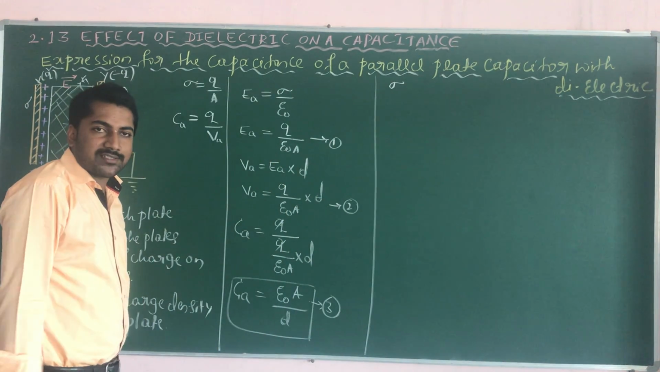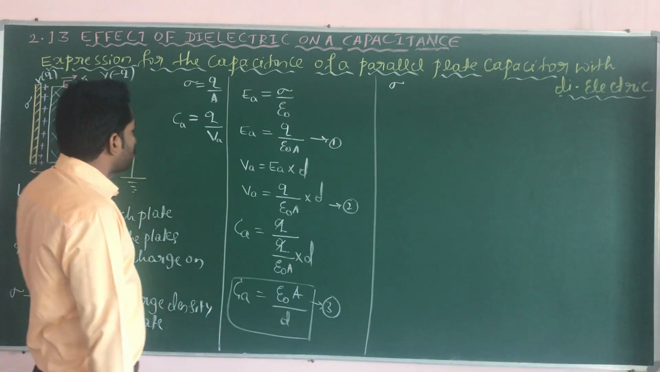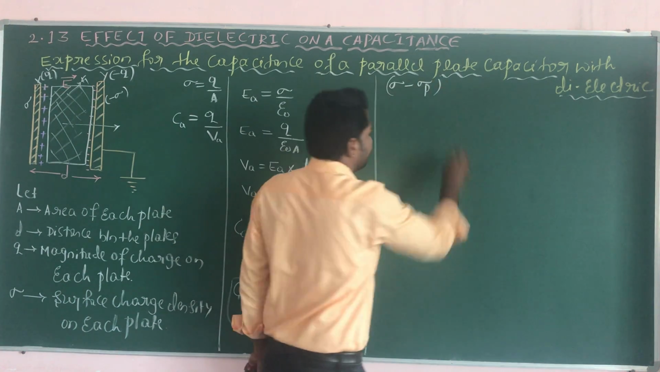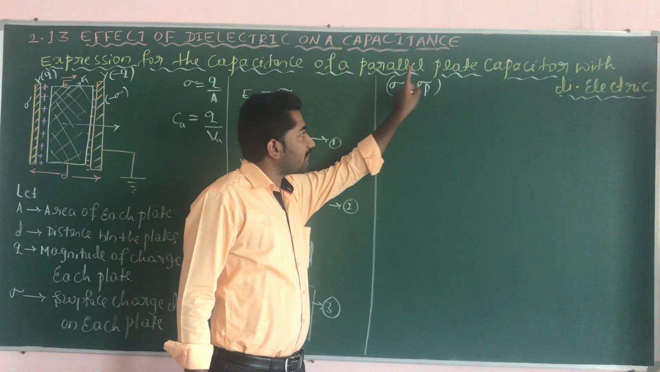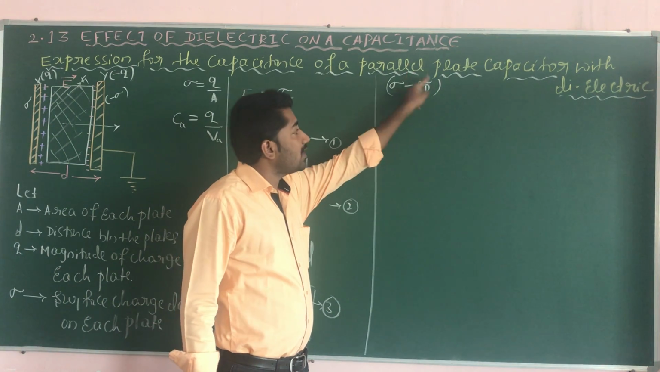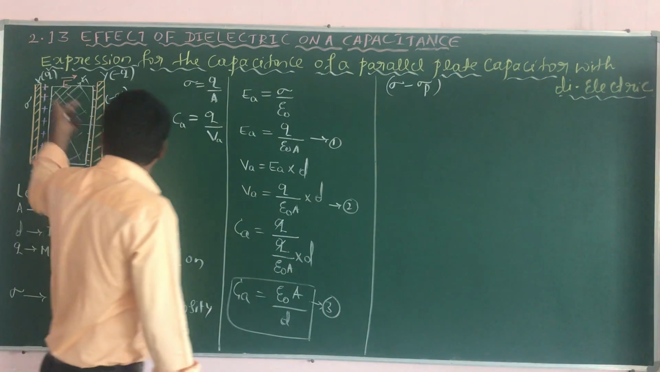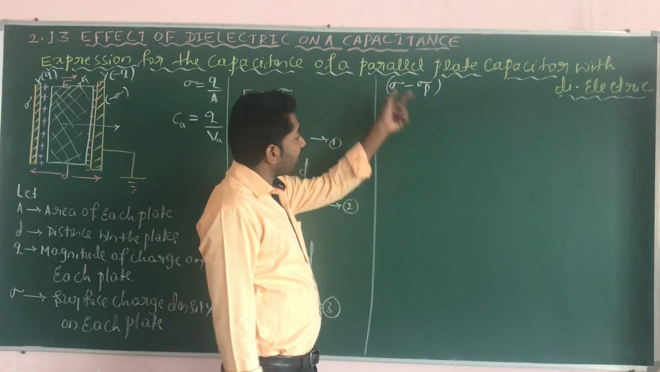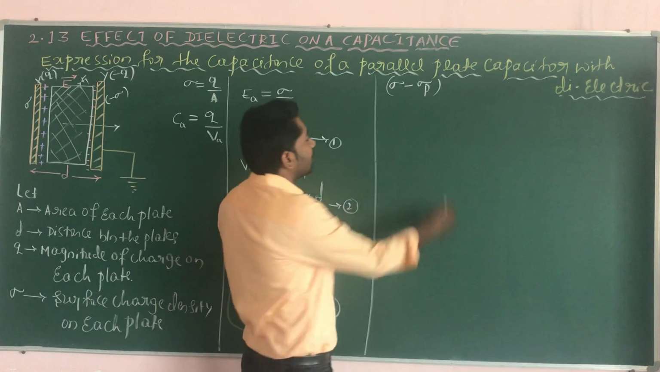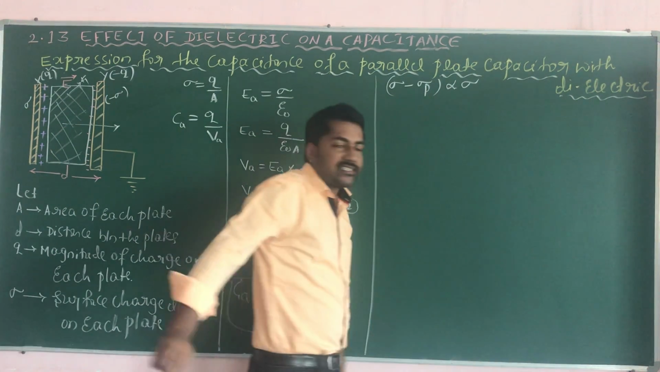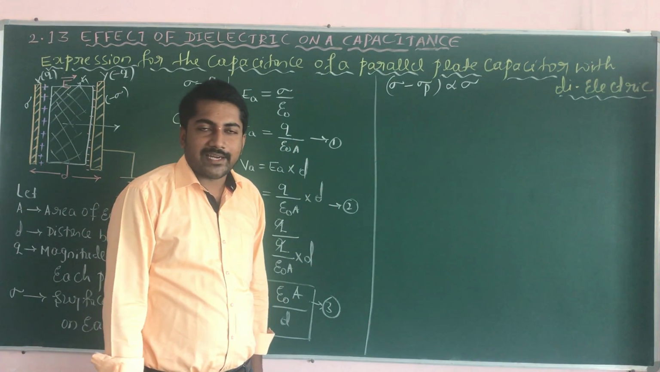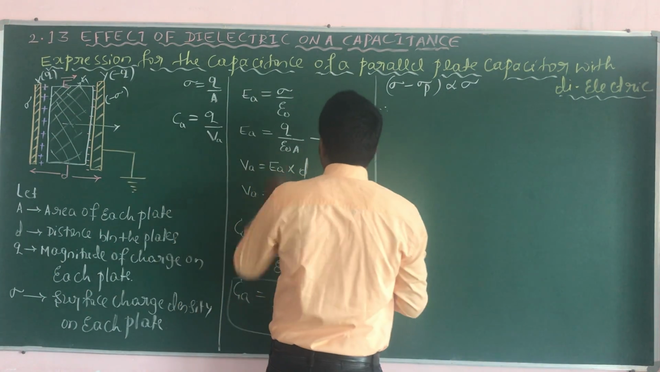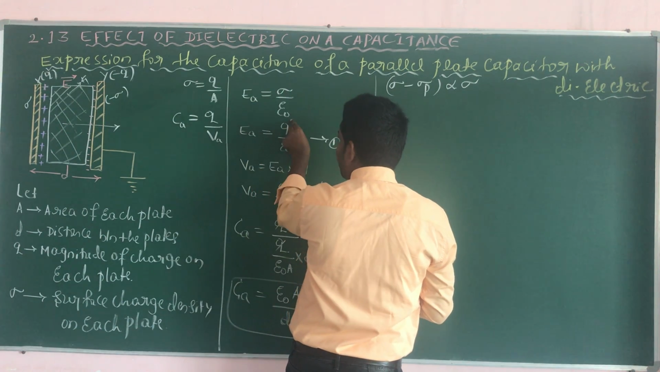Now the net surface charge distribution between these two plates can be written as sigma minus sigma p. Here sigma p is the surface charge distribution in the dielectric medium when it is polarized. The initial charge distribution is sigma. The net surface charge distribution is directly proportional to the initial charge distribution. Therefore, the electric field in air is sigma divided by epsilon naught.